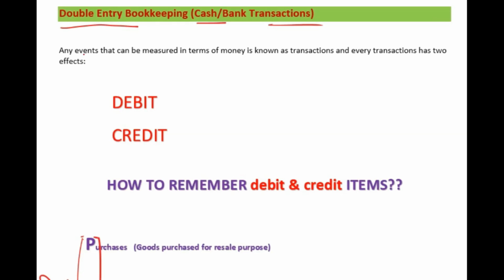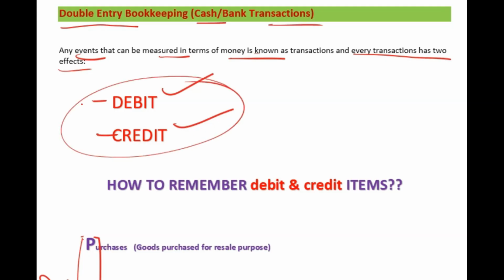Now, every transaction has two effects, one debit, one credit. And what are transactions? Any events that you can measure in terms of money are known as transactions. So every transaction has one debit item and one credit. If you're thinking of debit card, credit card, or credit sales, just delete it from your mind. There's nothing to do with debit card or credit card. This debit and credit are absolutely accounting terminology.